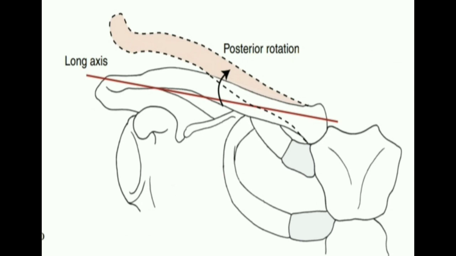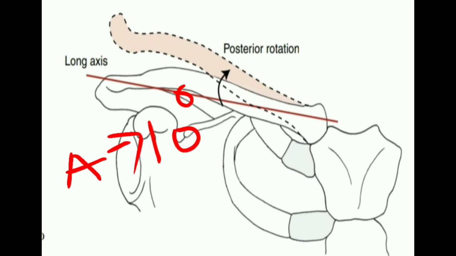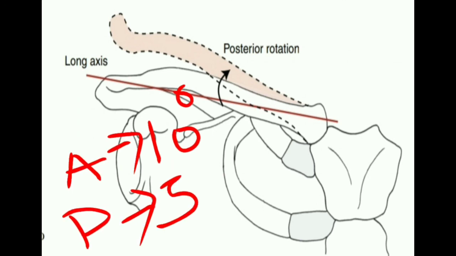So what are the degrees of movement here? For anterior rotation, 10 degrees of movement will occur, and in posterior rotation, 50 degrees of movement will occur. Do you understand? The posterior rotation is more than the anterior rotation. So the anterior rotation is 10 degrees and the posterior rotation is 50 degrees.